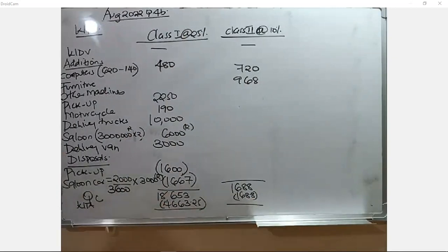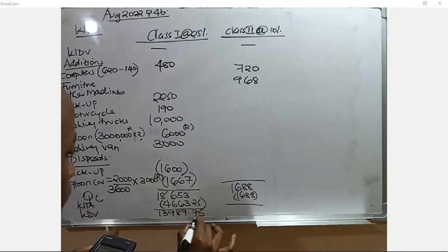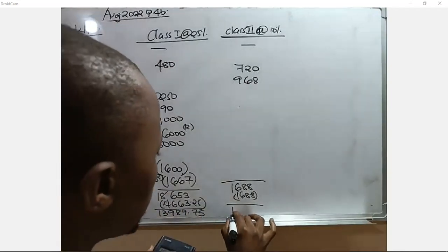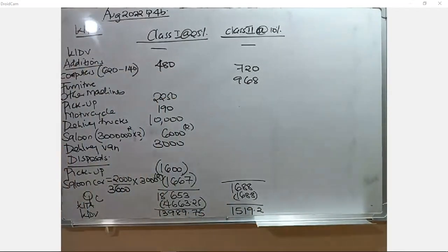Right? Now, in this case, what will my written down values be? The first one will be 18,653 minus my answer here, and I'm getting 13,989.75. Then we have 1,688 minus 168.8. I'll be able to get 1519.2. That is what we are going to be doing.